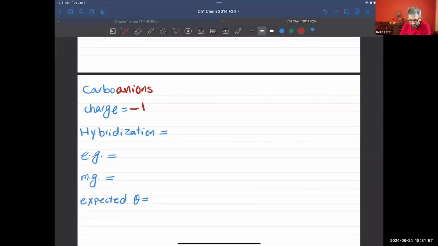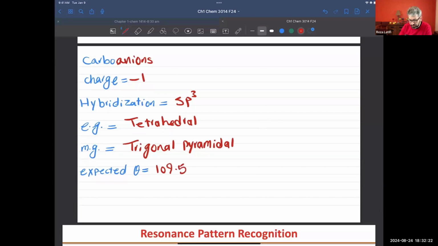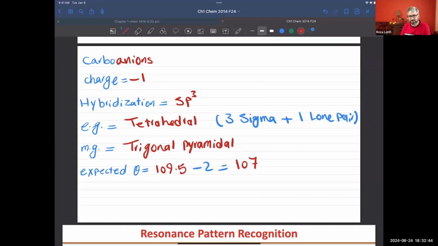Charge, it will be -1. Hybridization, it will be sp3. How about the electron geometry? I expect the electron geometry to be tetrahedral, but the molecular geometry is always going to be trigonal pyramidal. And how about theta? From 109.5, you go down by 2 degrees. Why? Because you have a lone pair. Remember, you have 3 sigma plus 1 lone pair. So the bond angle is going to be something around 107, not exactly 107.5 or 107. It's around that number, and that's more than enough.